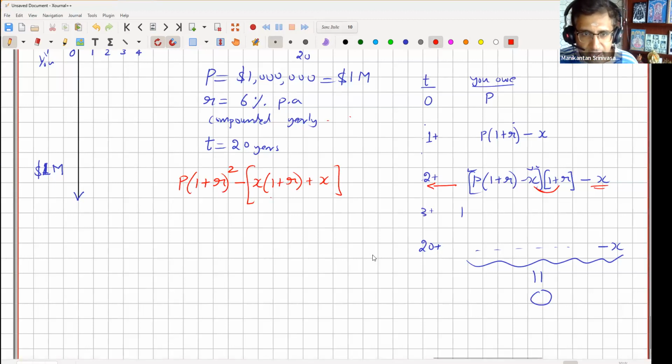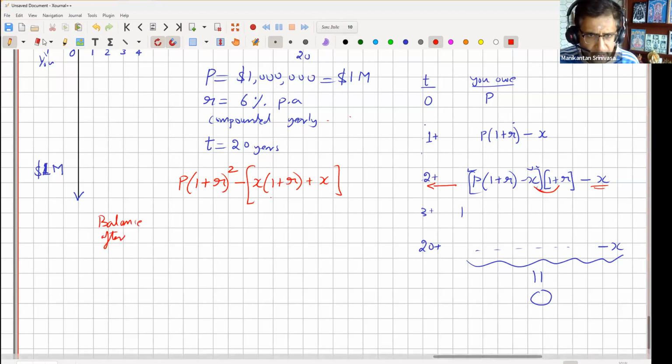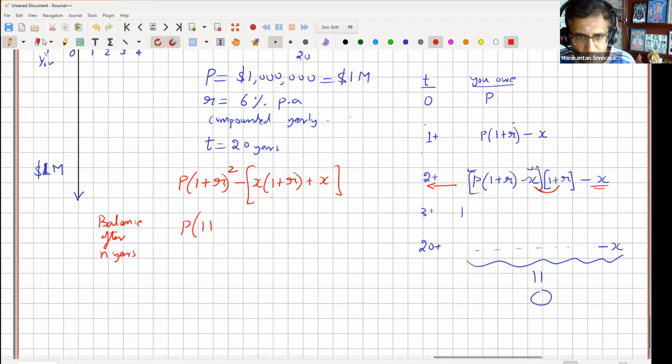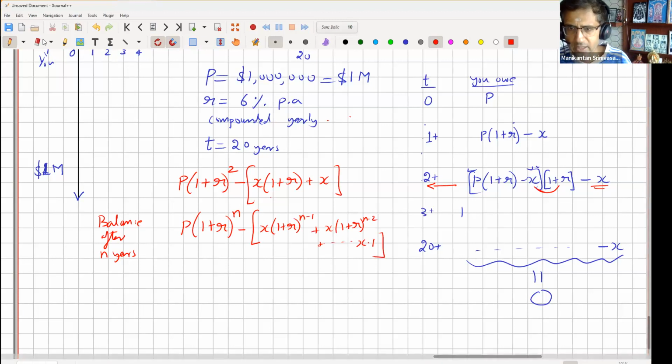After n years, right after n years and after I have made the payment, my balance would be P times, just by looking at this pattern, 1 plus R power n minus, within brackets, X into 1 plus R power n minus 1 plus X into 1 plus R power n minus 2 plus all the way till X into 1. Right? Are you guys with me?